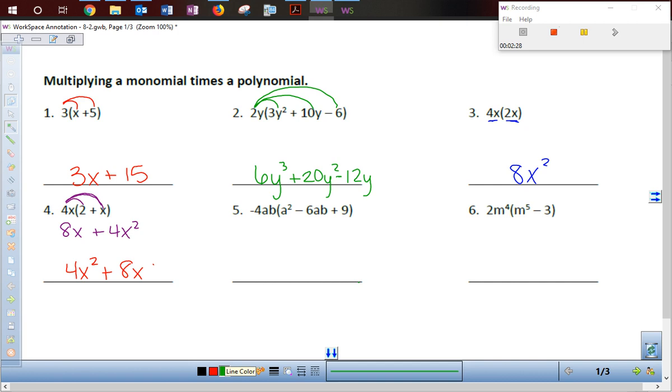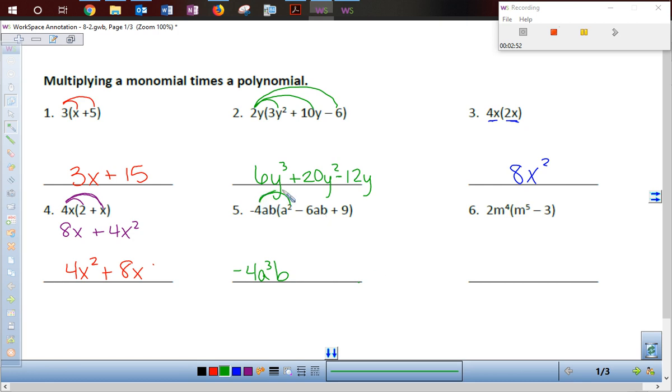So, on number 5, let's try again. I want to start by distributing this negative 4ab throughout my trinomial. So, negative 4ab times a squared. I'm going to start with the coefficients. Negative 4 times 1 gives me negative 4. A times a squared gives me a to the third, and I only have one b term in this whole problem, so I'm going to drop it on down.